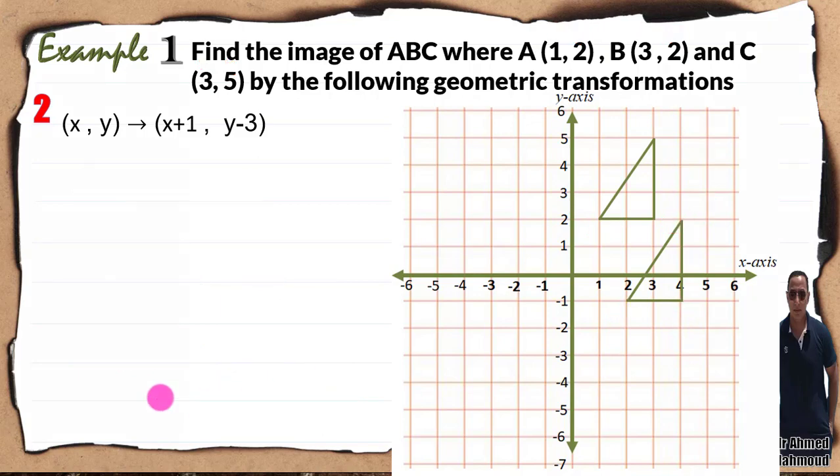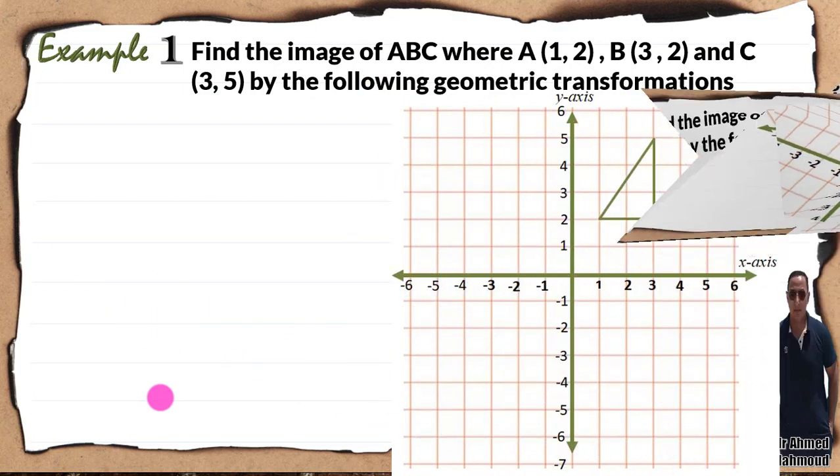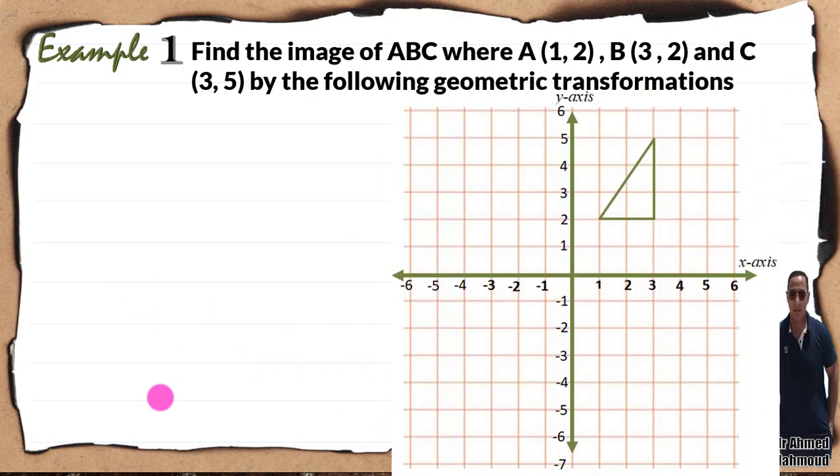Finally, number 3. Also we have A, B, C. Okay, now we need what? We need the transformation from x, y to negative y, x. Okay, what does it mean, Mr. Ahmed? Here we have x and y. I'm going to switch x and y to be negative y and x.